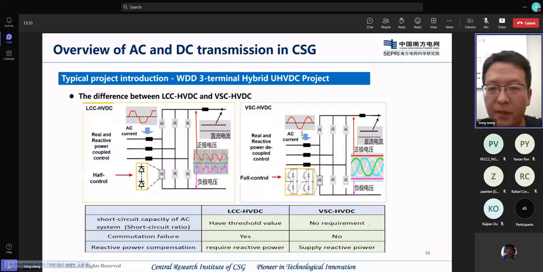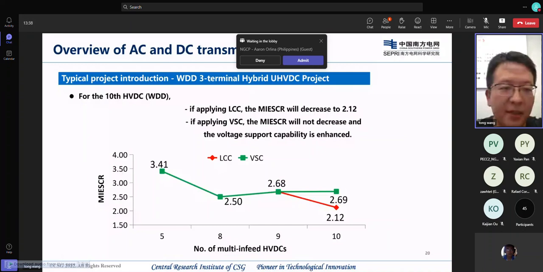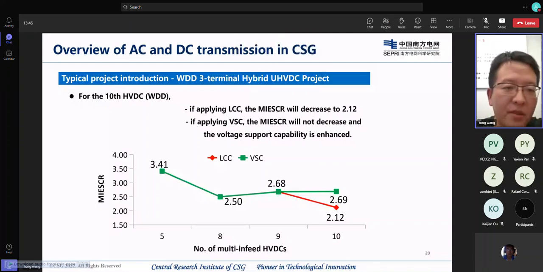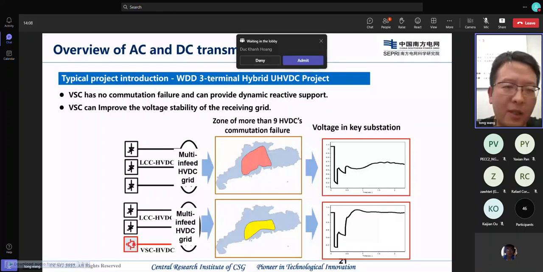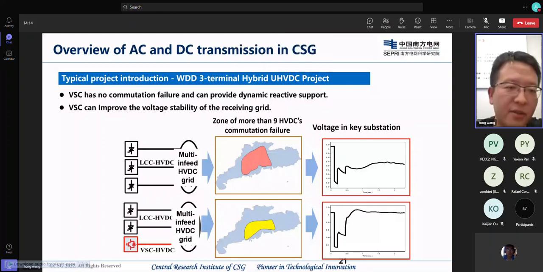And next, we can check these two figures, which show how our system stability will improve if we apply the VSC HVDC. For the first one, if we use an LCC HVDC, this is a Guangdong province figure. We can check that for the red region, if there is an AC fault within the red region, it will cause commutation failure of 9 LCC HVDC. It is really dangerous for our system.